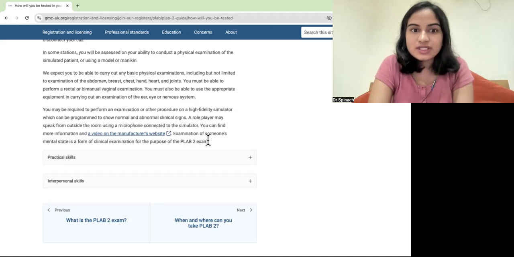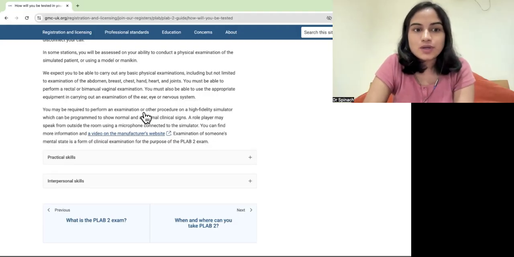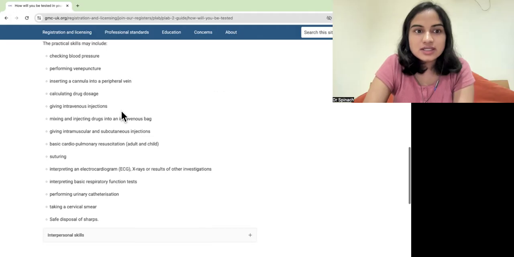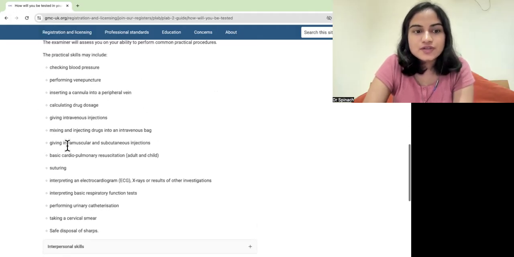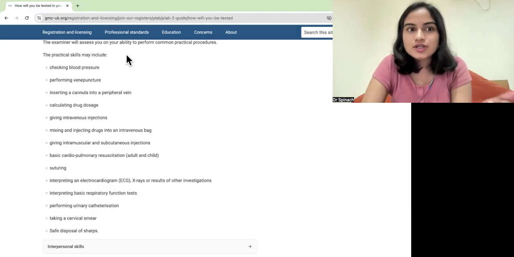How are you performing an examination or any other procedure on the simulator? That is also something that they assess you on. Now, when we come to practical skills, these are some of the practical skills that they will assess you on. So have a read. I'm not going to read it line by line. You can go to this website and have a read for it.